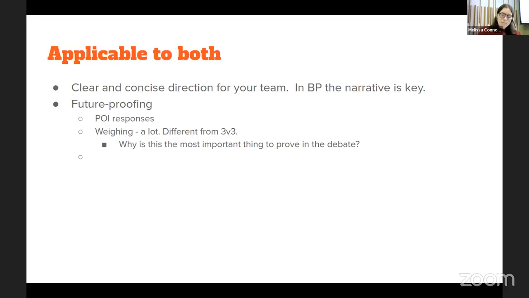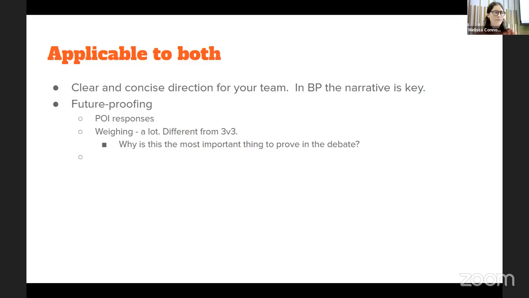You're saying why this point is important generally, or in the debate as a whole, or more important than any other point that could possibly be raised in this debate. So you want to be answering why this is the most important thing to prove in the debate generally, and you want to have that in all of your points and spend quite a significant amount of time on it to the extent that you can.